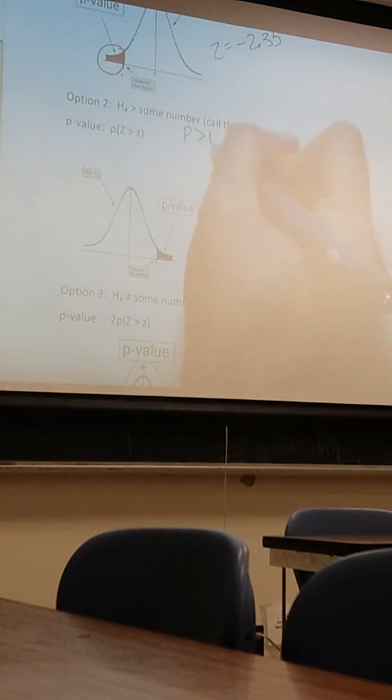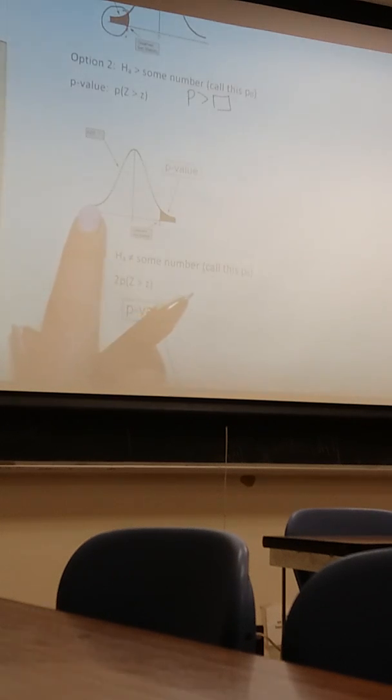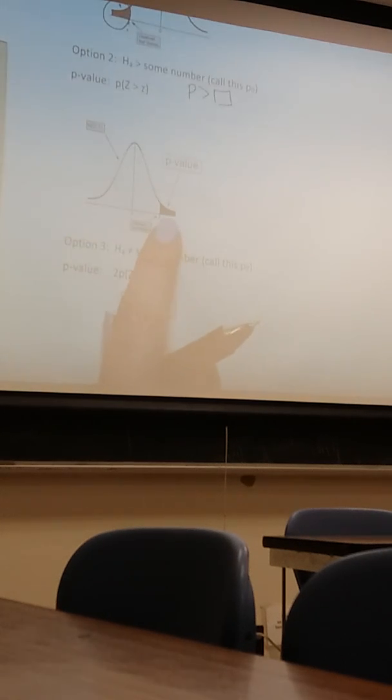Was p greater than some number, now I'm not looking for this left-hand tail, I'm looking for this right-hand tail. And so again, we could use the table, but we have to do the 1 minus, or we could use StatCrunch. I'm completely fine with using StatCrunch. If you want to practice using the table, that's great, but I would use StatCrunch to check your p-values.